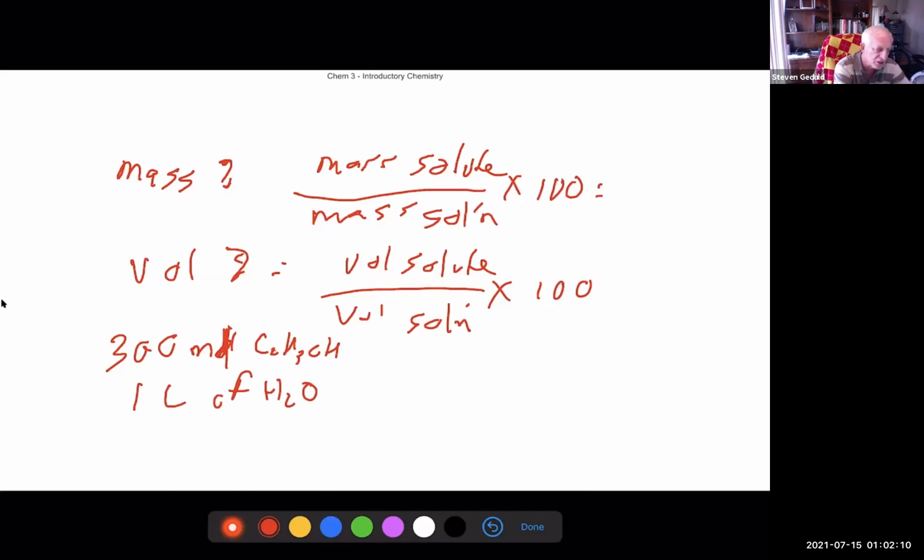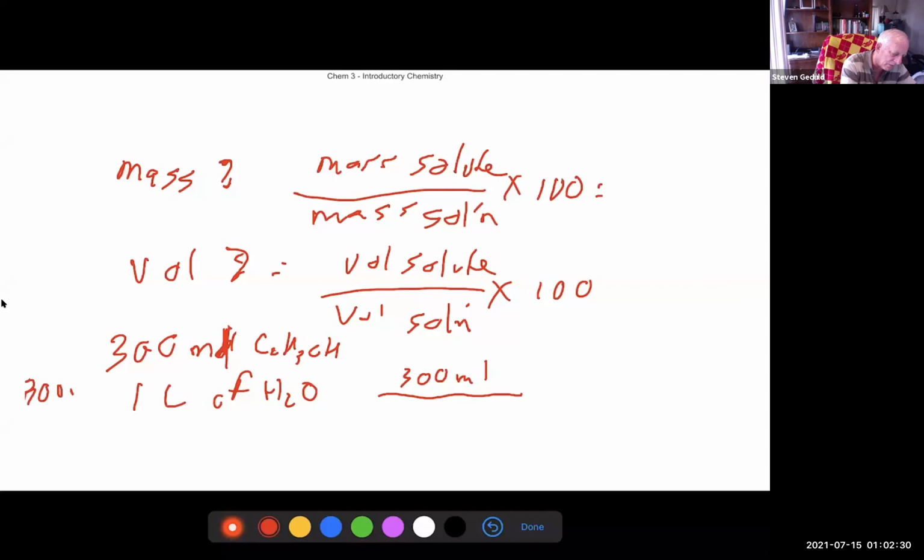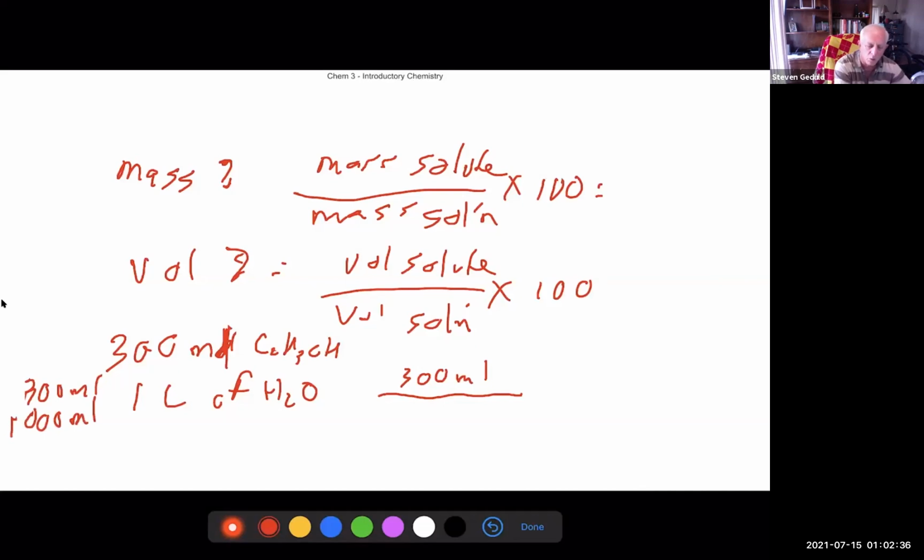You take the volume of your solute, which is the smaller one, so that's 300 milliliters, divided by the volume of your solution. Now the volume of solution is a combination of both. It's the whole solution. So you have 300 milliliters of ethanol and 1,000 milliliters of water, because 1 liter is 1,000 milliliters. You have to make sure everything's in the same units. So this is 1,300 milliliters. Remember, your solution is the solute plus the solvent.